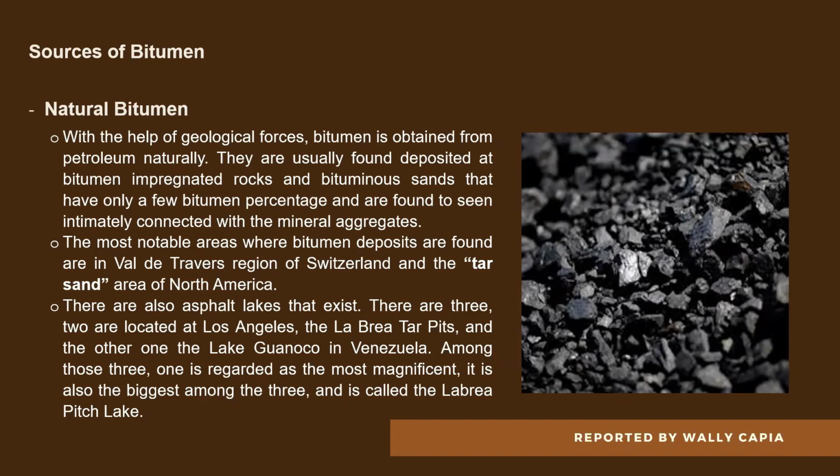The most notable areas where bitumen deposits are found are in the Val de Travers region of Switzerland and the tar sand area of North America, wherein most of these bitumen were ina-export sa ibang bansa para gamitin into different aspects. There are also asphalt lakes that exist. There are three. Two are located in Los Angeles, the La Brea Tar Pit, and the other one is the Lake Guanoco in Venezuela.